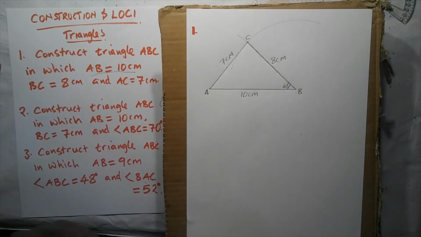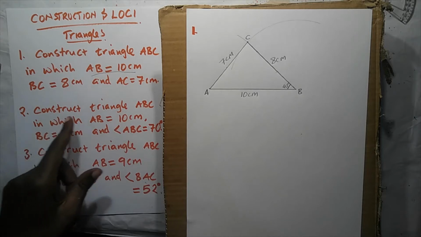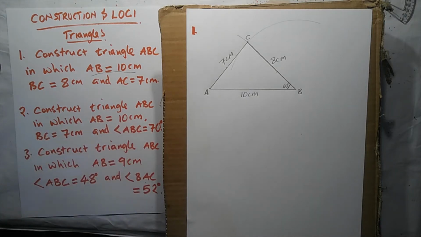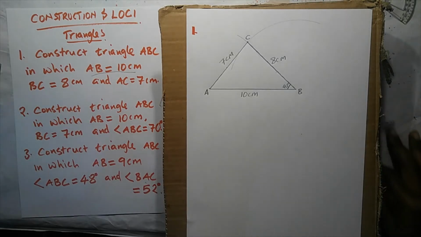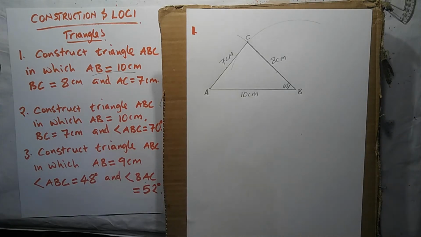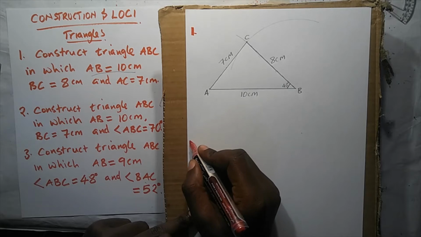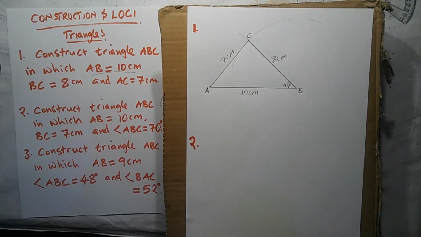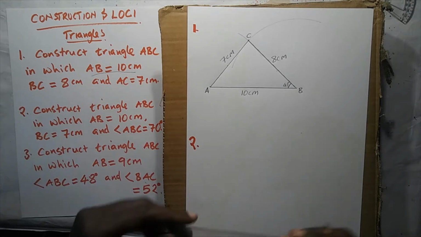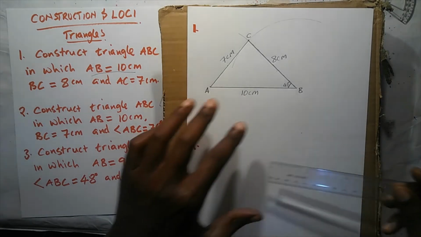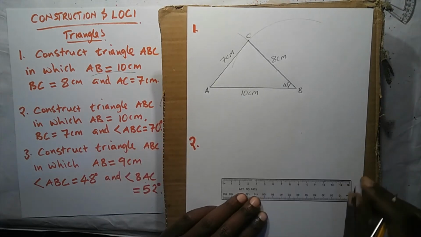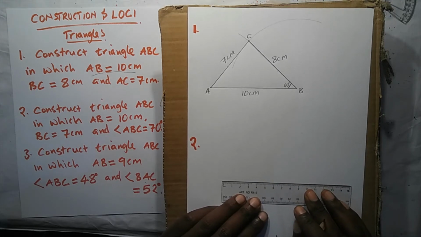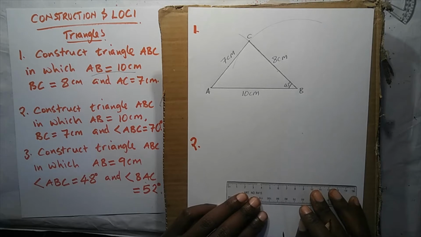So the second type of a triangle, the question says construct triangle ABC in which AB is 10 centimeters. So once again here, AB is 10 centimeters. We are going to construct it here. AB is 10 centimeters. So you get your ruler, draw 10 centimeters. Make sure you have enough space where you're constructing. So you draw 10 centimeters here from anywhere as long as you have enough space.